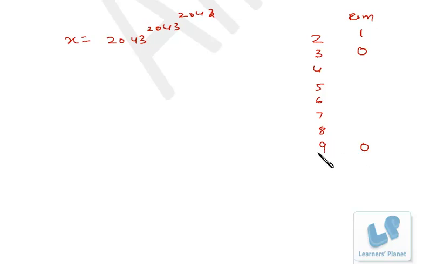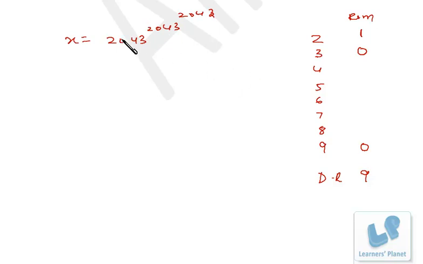Listen to me carefully once again. In the last session I asked you to find the digital root, that is, if you expand this number and sum up all the digits till you get a single digit, what that digit will be. So precisely I was asking what is the digital root of x. Since this number 2043 raised to this is divisible by 9, the digital root will be 9 only. Divisible by 9, remainder is 0, that's why the digital root is 9.